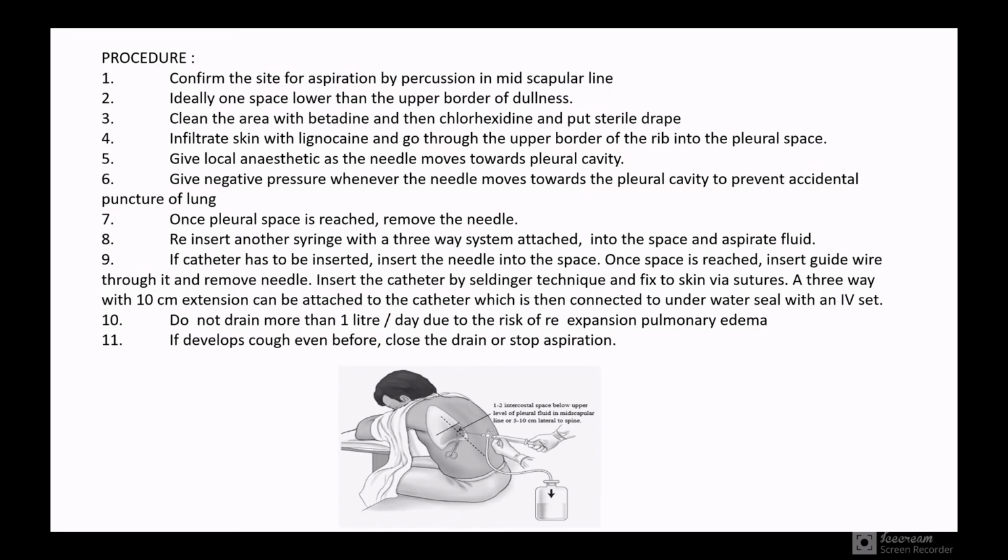A 3-way with 10 cm extension can be attached to the catheter, which is then connected to an underwater seal with an IV set. Why underwater seal? So that air bubbles are prevented. Now do not drain more than 1 liter per day due to the risk of re-expansion pulmonary edema. If cough develops even before that, close the drain or stop aspiration.